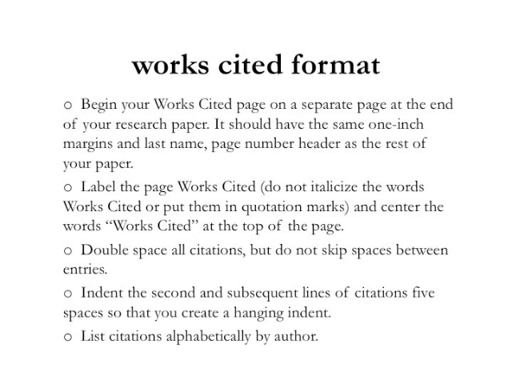Indent the second and subsequent lines of citations 5 spaces so that you create a hanging indent. This allows you to see the author last name. It sort of stands out from the rest of it. List citations alphabetically by author.